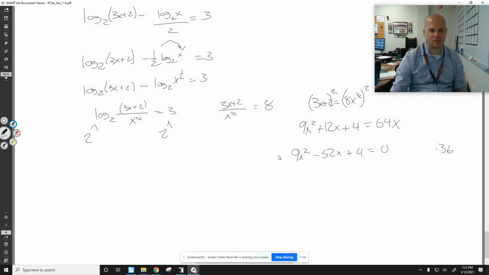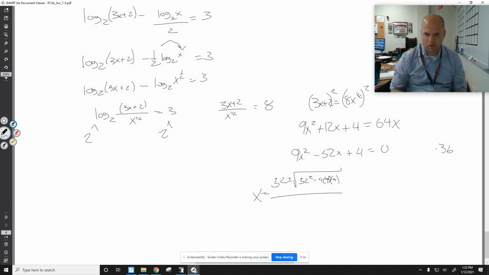All right, I'm just going to list off the quadratic formula. x equals the opposite of b plus or minus the square root of b squared minus 4 times a times c, all over 2a. Whatever this value is, this is the exact answer.